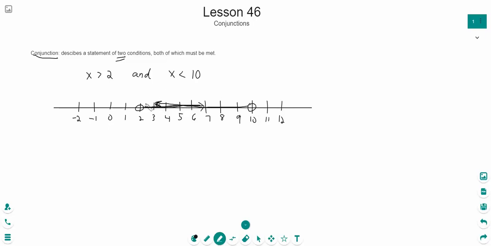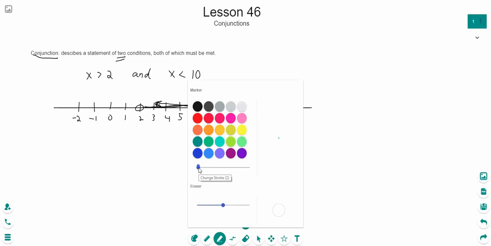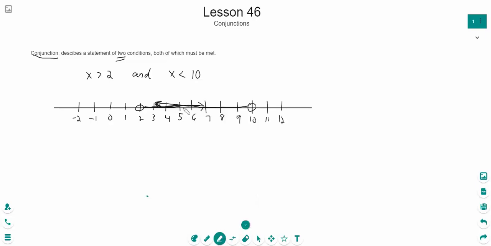So each individual condition on its own can be graphed, but to graph this whole expression where both of these have to be true, we need to show on the number line where both of these conditions are true. So just to illustrate this a little bit more, x is greater than 2 is going to be anywhere from here on and on and on for infinity, off in this direction. That's all showing x is greater than 2.